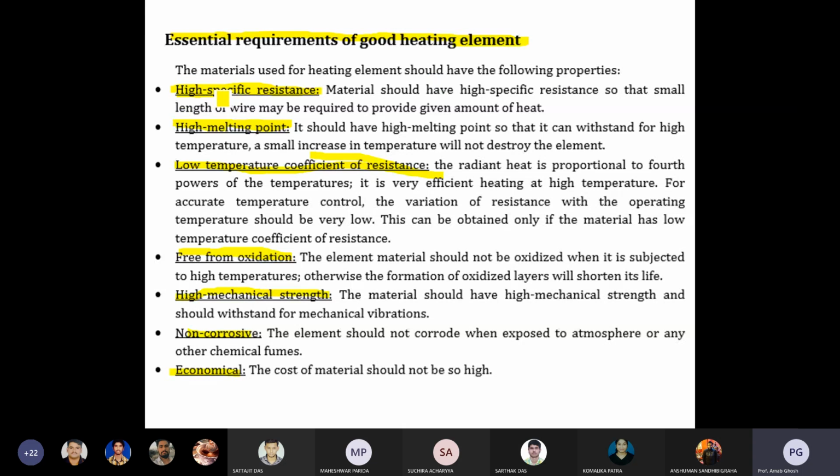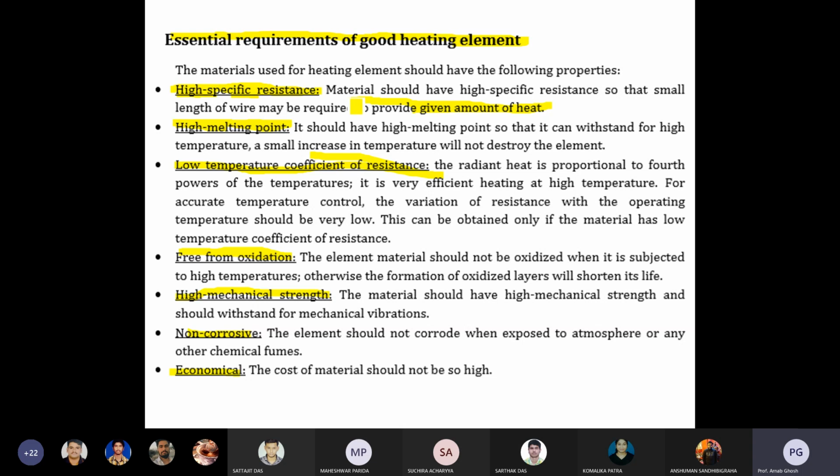High specific resistance. If the material you are using has high specific resistance, a small length of wire may be required to provide the given amount of heat. High specific resistance means that for small lengths of the object, you will get more density of heat.